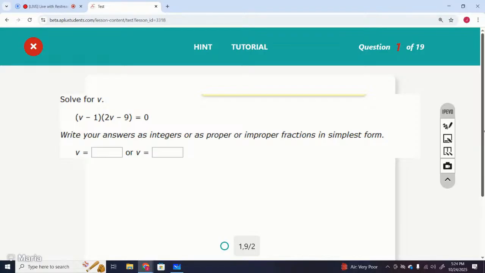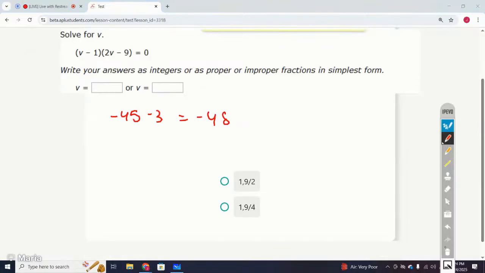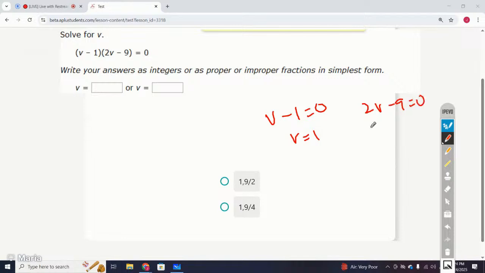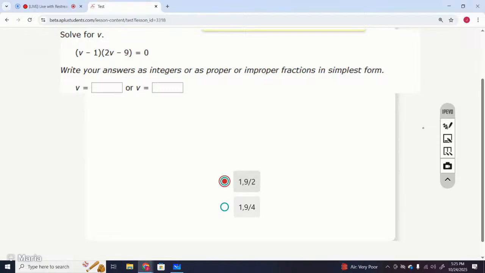V minus 1 equals 0, so V equals 1. 2V minus 9 equals 0, 2V equals 9 and V equals 9 by 2. That is 1 and 9 by 2. Option number 1 is the correct option.